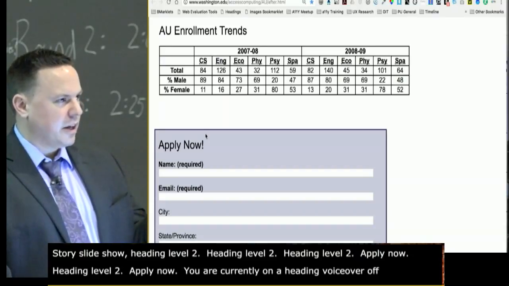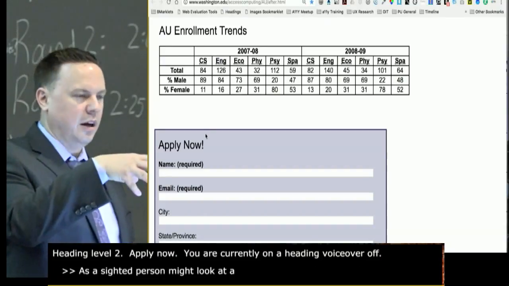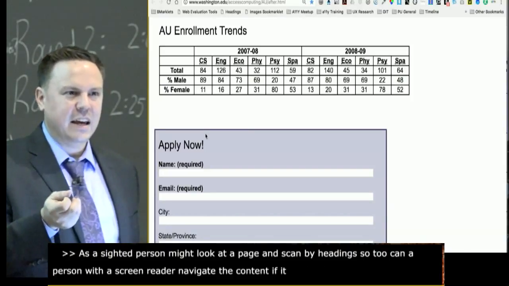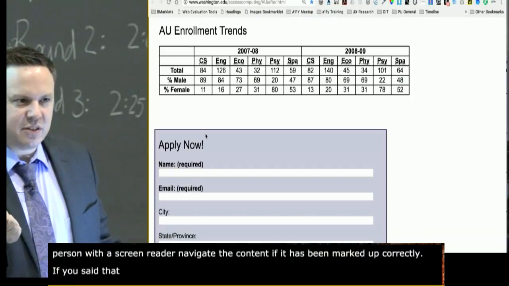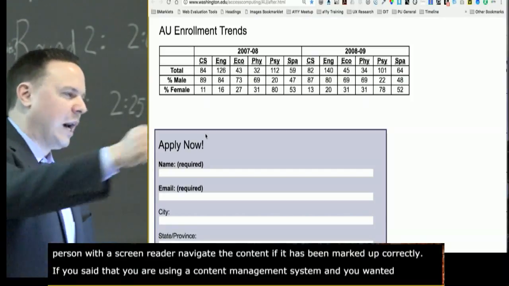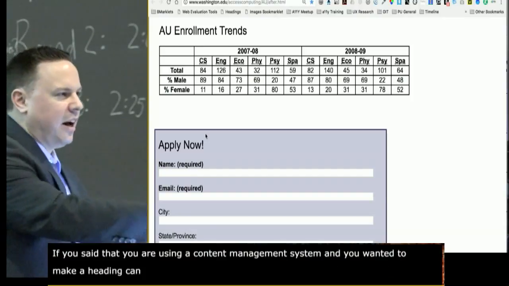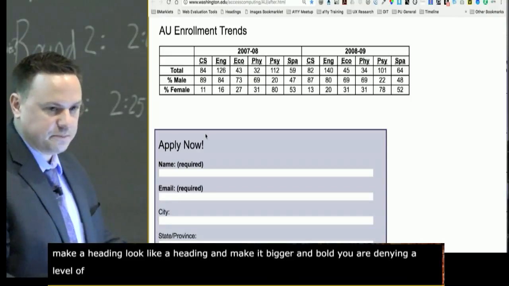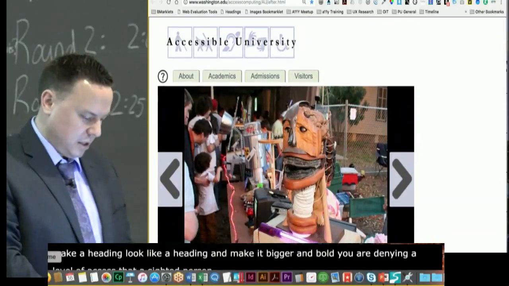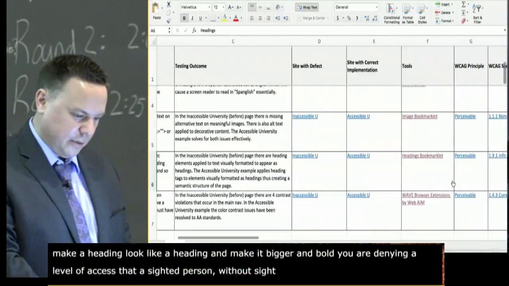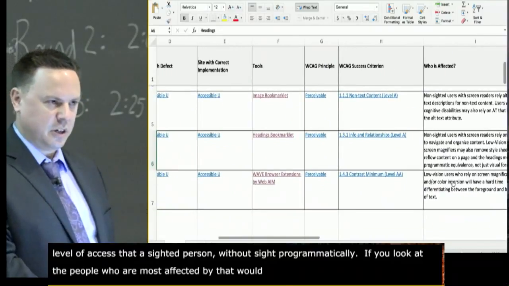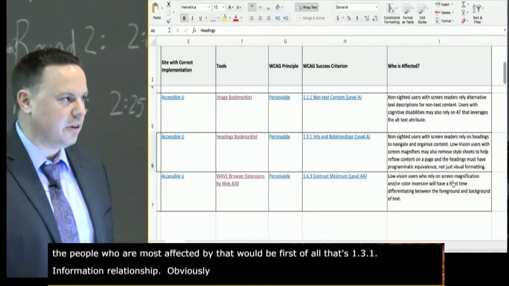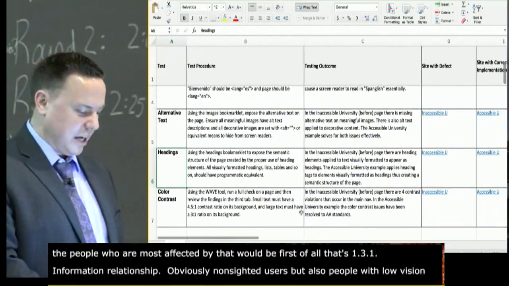As a sighted person might look at a page and scan by headings, so too can a person with a screen reader navigate the content if it's been marked up correctly. Now, if you said that you're using a content management system and you wanted to make a heading look like a heading and you just grabbed it and made it bigger and bold, you can see that you're denying the level of access that a sighted person would have to a person who, without sight, navigates programmatically. And so if we look at the people who are most affected by that, first of all, that's success criterion 1.3.1, information and relationships. Obviously non-sighted users, but also people with low vision who turn off style sheets, for example.